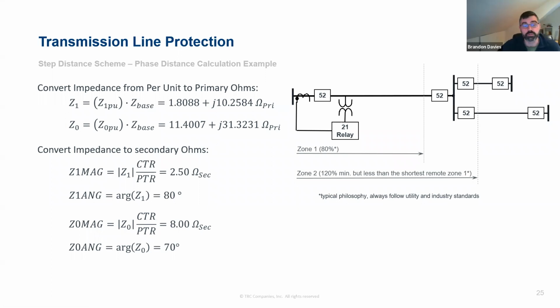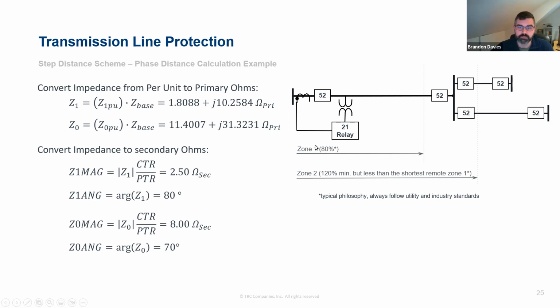So this is what we'll use as a basis for the calculation for our zone settings. You can see over here, we've got some philosophies on how to set those. Zone 1 set at 80% of the impedance, and zone 2 set at least 120%. And there's some range on these.